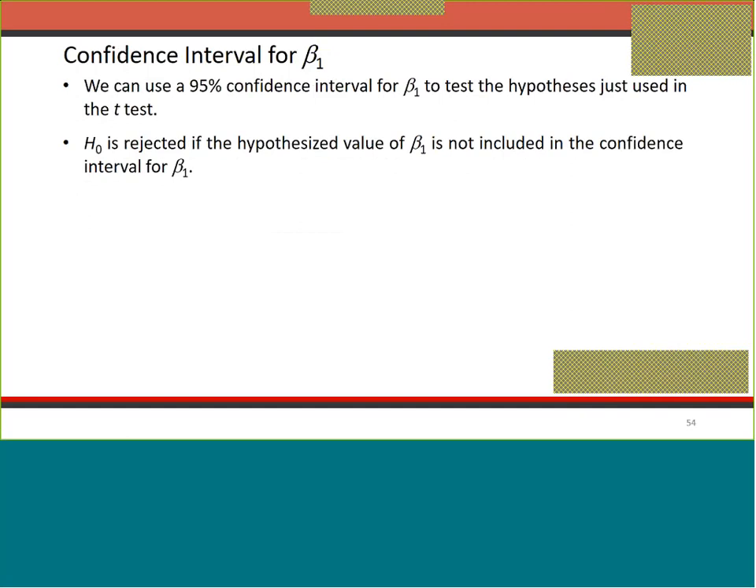Next, I'm using a 95% confidence interval for beta 1 to test the hypothesis just used in the t-test. This is the alternate method. H0 is rejected if the hypothesized value of beta 1 is not included in the confidence interval for beta 1. So, for testing the hypothesis, either we have the test statistic method or the confidence interval method. I'm repeating what I have done so far.